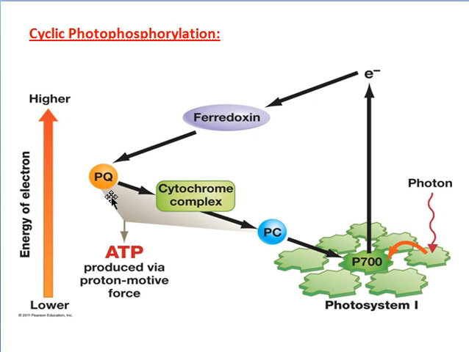This molecule we have also seen in non-cyclic photophosphorylation. This is known as plastoquinone. And plastoquinone then transfers its electrons to the cytochrome complex. The cytochrome complex also transfers its electrons to plastocyanin, so still a lower energy state, and plastocyanin returns the electrons to the photocenter. So here you can see that during the transference of electrons from the plastoquinone through the cytochrome complex and finally to the plastocyanin, an ATP molecule is produced.